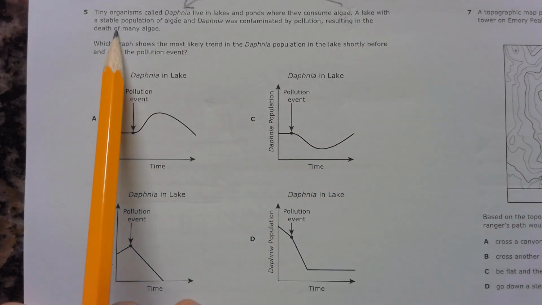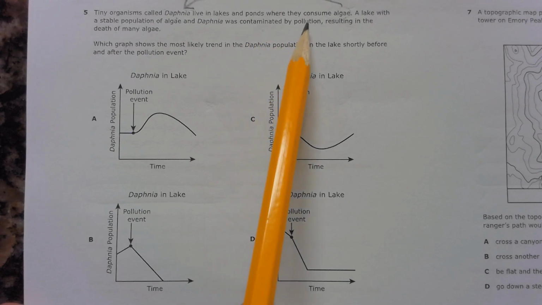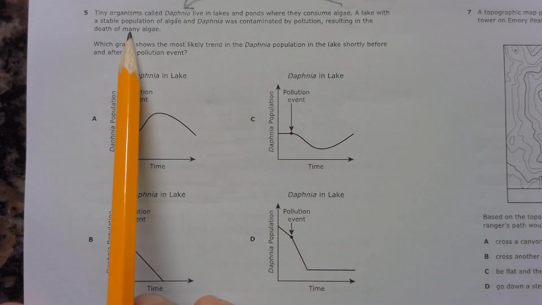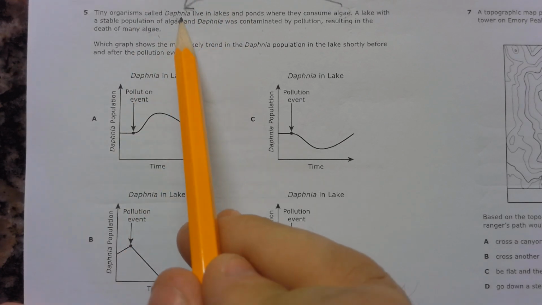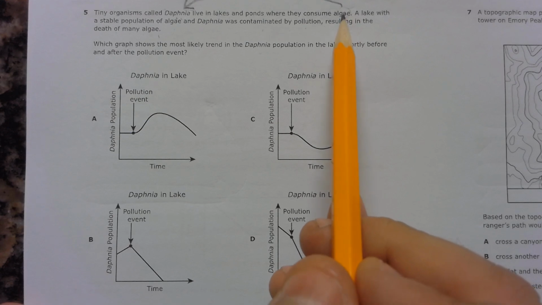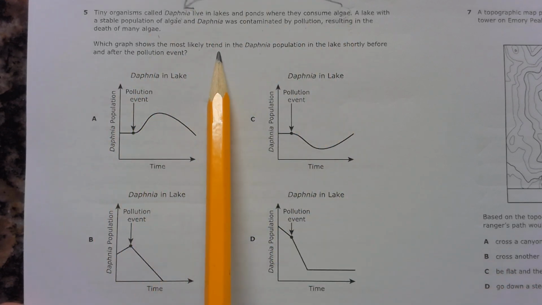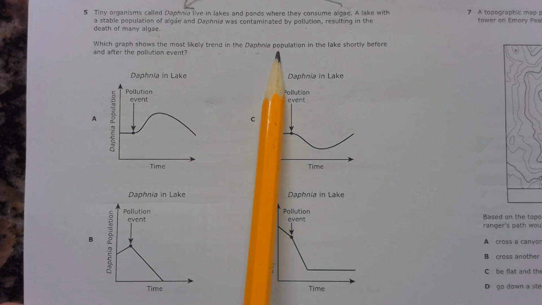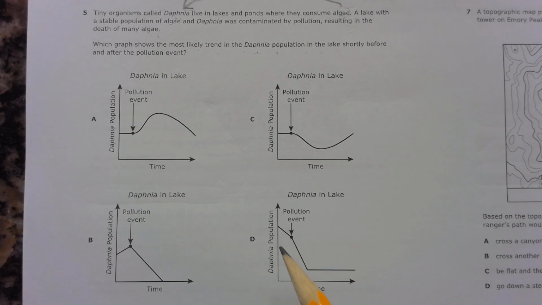A lake with a stable population of algae and Daphnia was contaminated by pollution, resulting in the death of many algae. Okay, so in other words, these Daphnia eat the algae, and lots of algae are killed by this pollution. Which graph shows the most likely trend in the Daphnia population in the lake shortly before and after the pollution event? Okay, so let's look at a graph here.